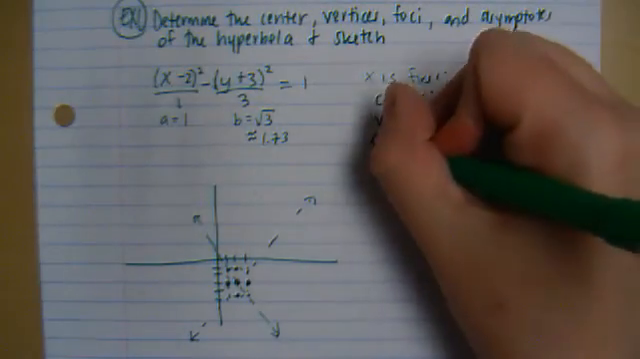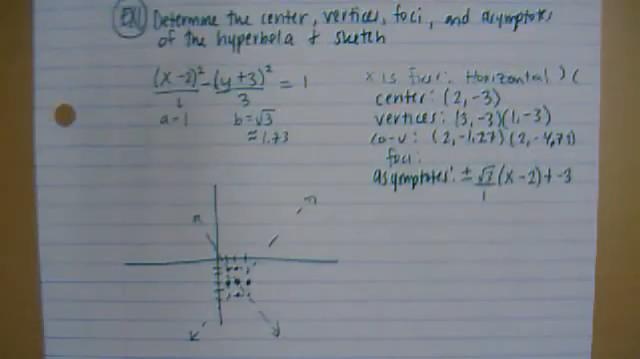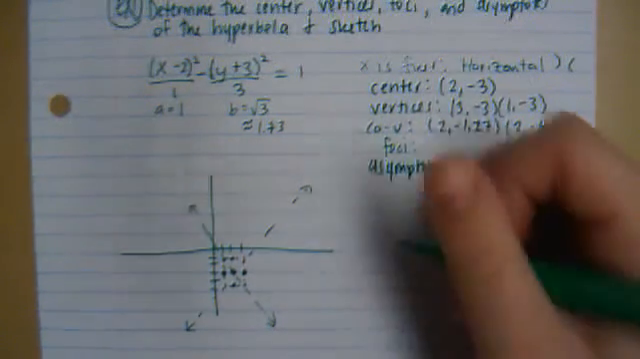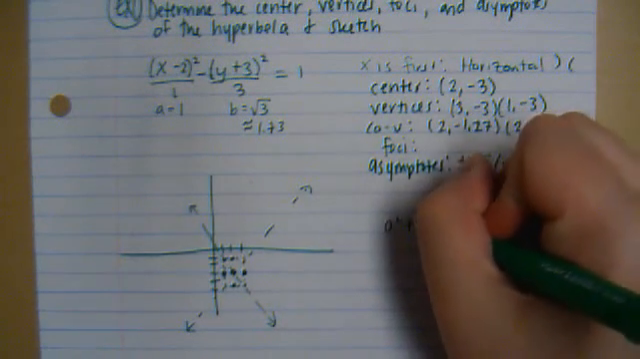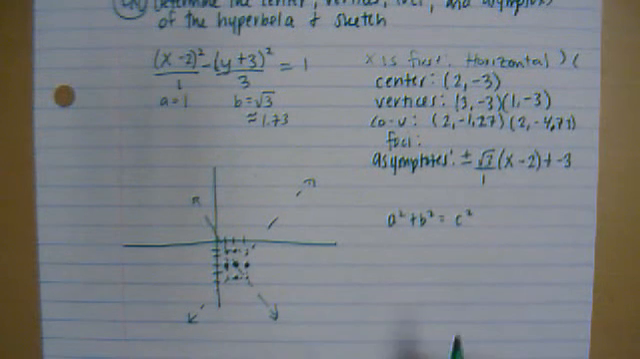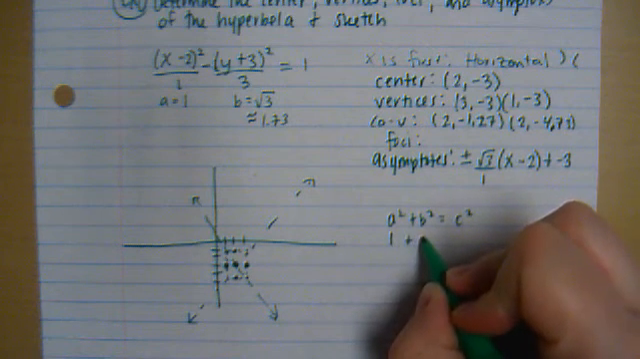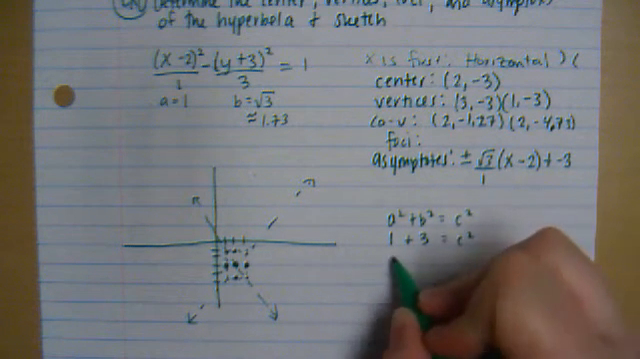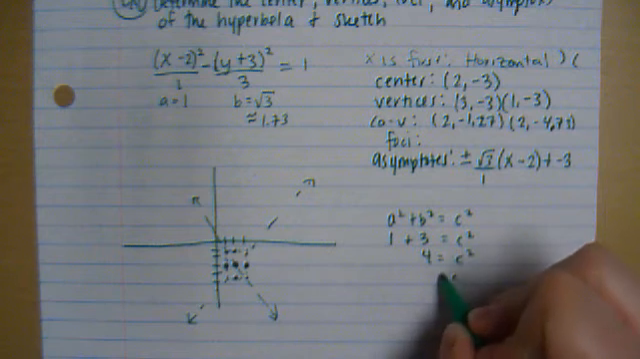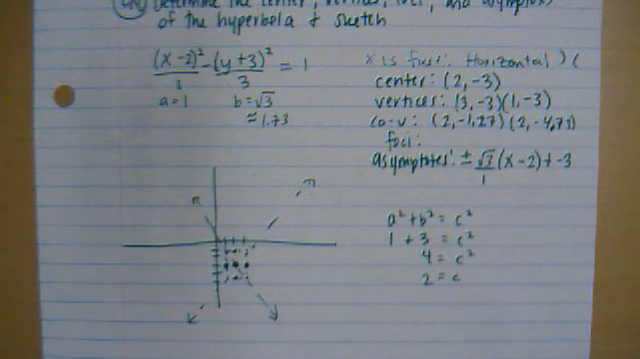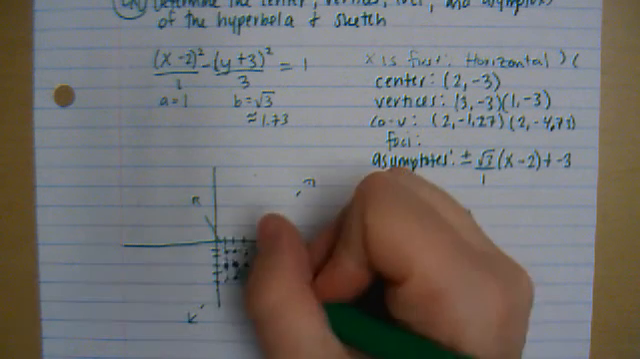Okay, the only thing I'm missing now is the foci. Well, I don't know what the foci is because I don't know what c is yet. So I'm going to have a squared plus b squared equals c squared. Okay, again, all of this information is on your chart, so you know what goes with what. So a squared is 1, b squared is 3, c squared equals 4, so c equals 2. So your foci is 2 from the center.